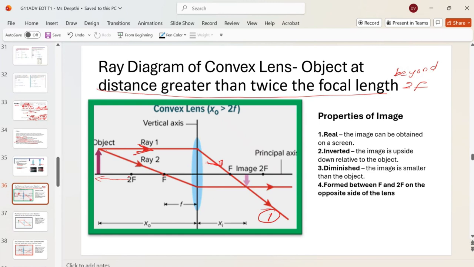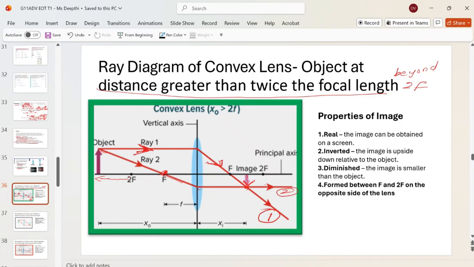And look at the second one. It goes through the focus on this side. Make sure it has to pass through the focus, reach the middle of the lens, then it goes straight. So that's the second refracted line. Where the 1 and the 2 refracted lines meet at a point, that is where the image is formed. You can see that they meet below the principal axis. That's why it is an inverted and smaller image.